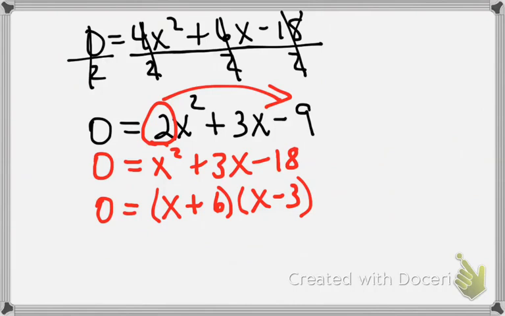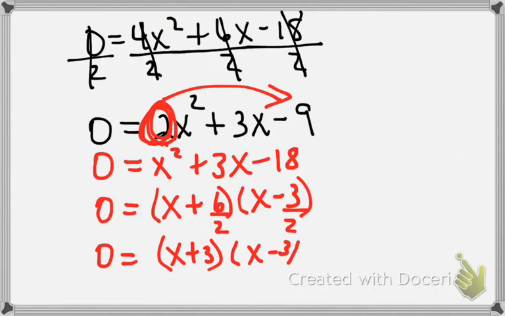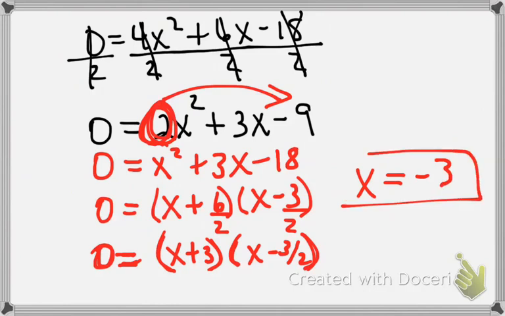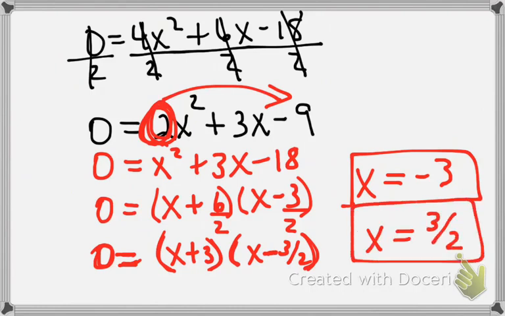And then I have to divide by 2, because I multiplied by 2 at the beginning. So I have x plus 3, and I have x minus 3 halves. Now I didn't squeeze the 2 over, because since it's equal to 0, all I have to do is write the opposite to get the answer. So remember, anything in parentheses, the opposite is going to be the answer. So the opposite of 3 is negative 3, that's one solution. And the opposite of minus 3 halves is positive 3 halves. So that's my other solution.